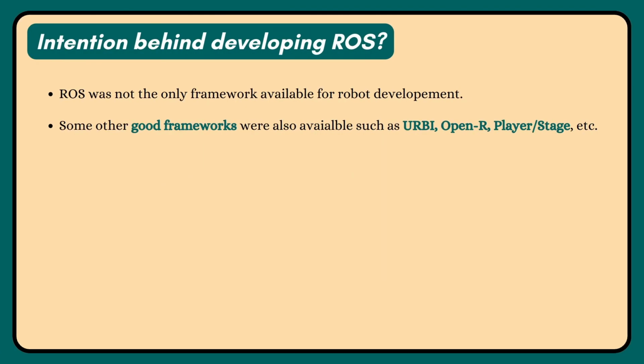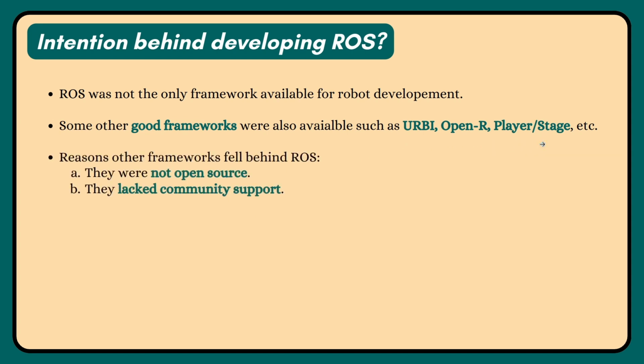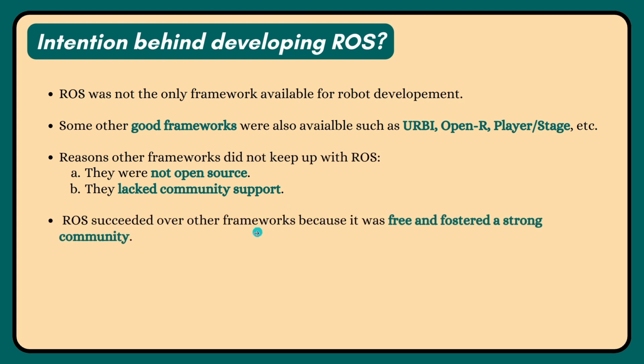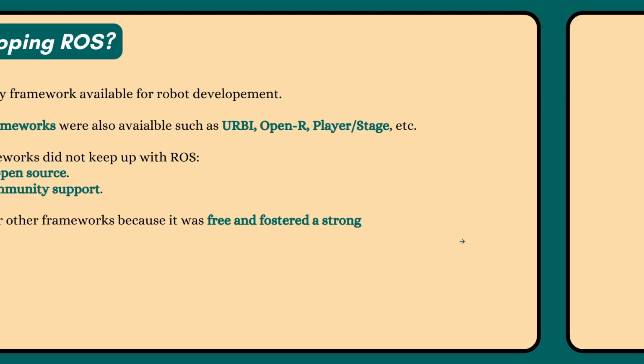ROS was not the only framework available for robotic development. At that time, some other good frameworks were also available, such as URBI, OpenR, Player Storage, etc. But the reason why those frameworks fell behind ROS was two: they were not open source and they lacked community support. ROS at that time succeeded over other frameworks because it was free, that is open source, and it fostered a strong community.